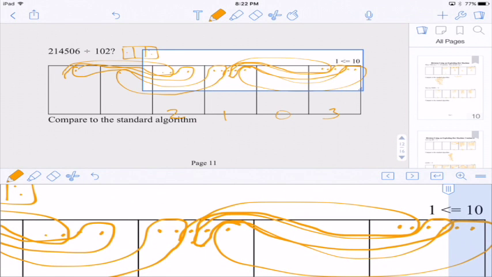I can compare all of these to the standard algorithm, but I don't want to because I want to save time and this video got a little long. But I think that the exploding dots makes life so much easier, and that's the whole point of this lesson.